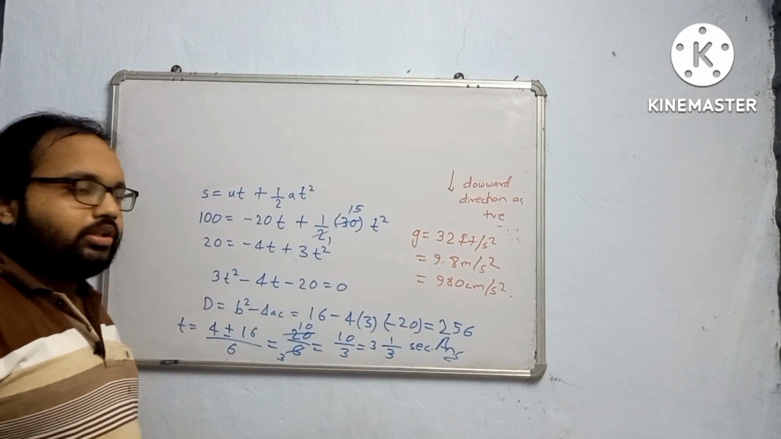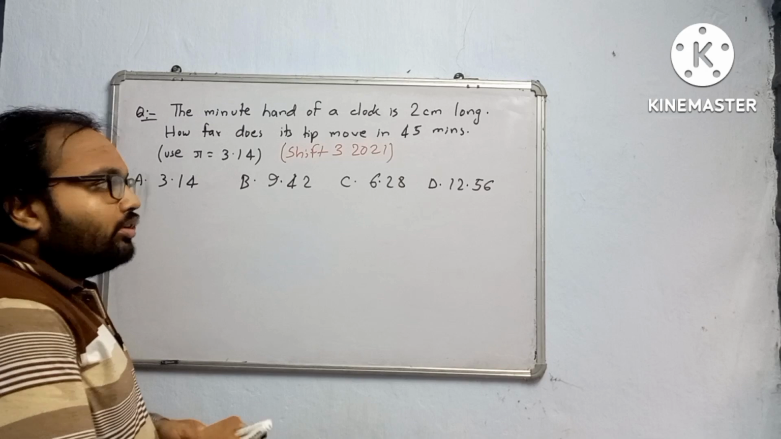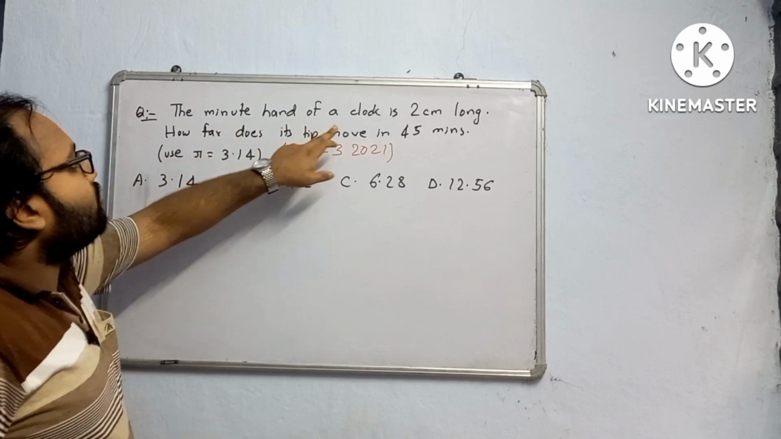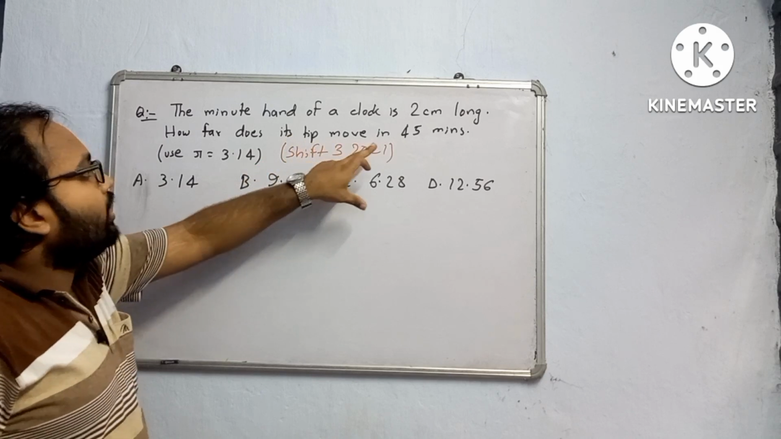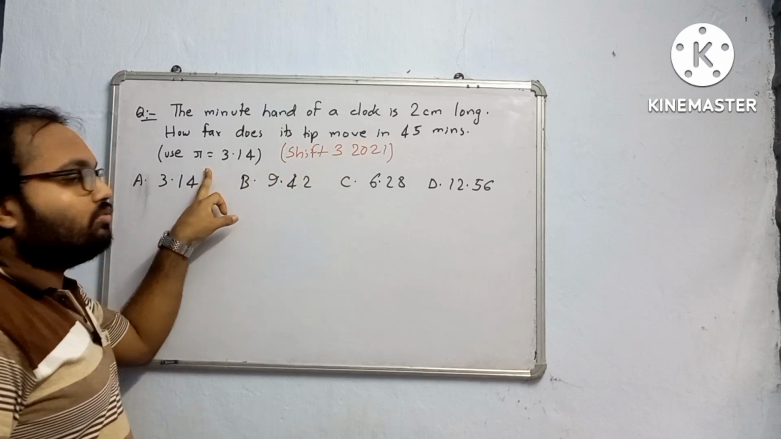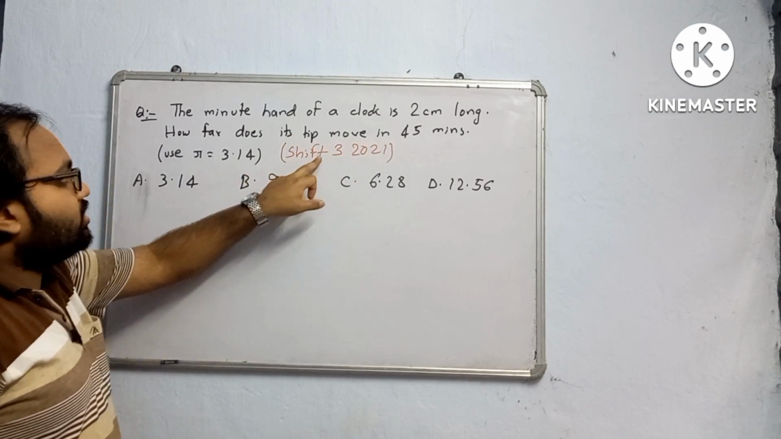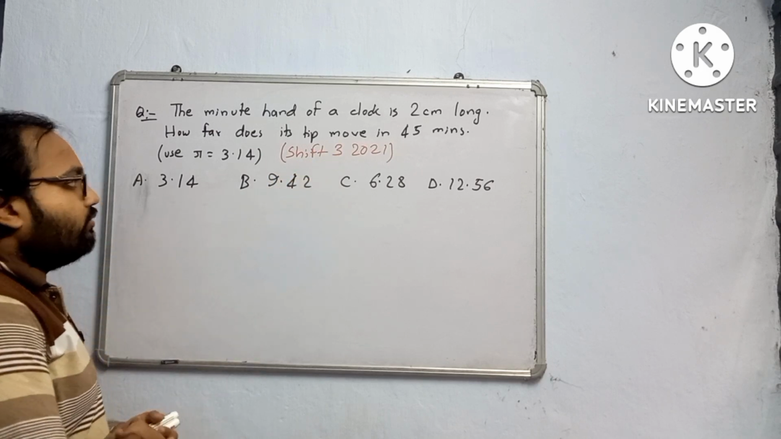Now moving over to the next question. The next question is saying the minute hand of a clock is 2 centimeter long. How far does its tip move in 45 minutes? Use pi is equal to 3.14. This is shift 3 2021.